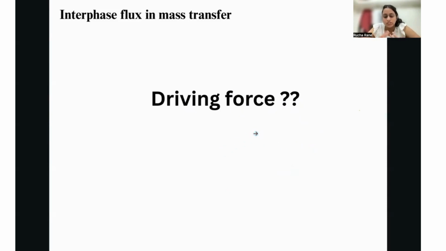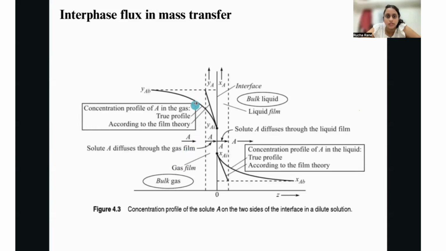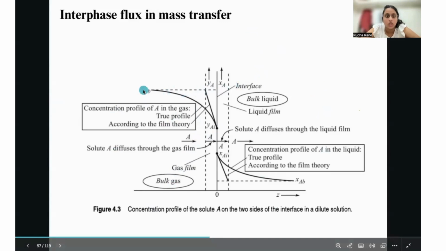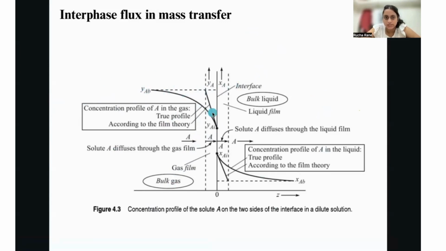Now we will see some concentration profile. Here we will assume the left side of the interface as one phase and the right side of the interface as the second phase. Okay, so this is the bulk part of phase 1, this is the interface of phase 1, this is the interface of phase 2, and this is the bulk part of phase 2. Now the solute will move from the bulk of phase 1 to the interface of phase 1, and from the interface of phase 2 to the bulk of phase 2.